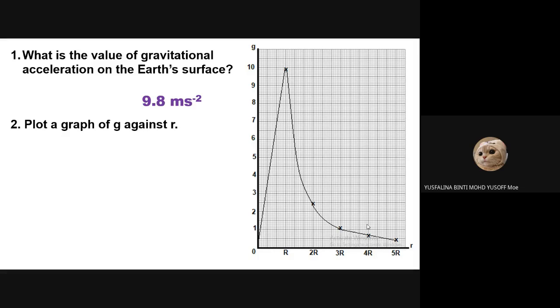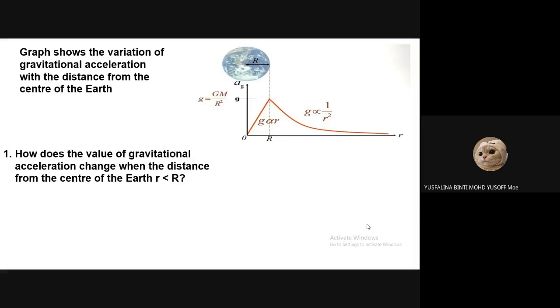So what is the value of the gravitational acceleration on the Earth's surface? The answer is 9.8. Now plot a graph of g against r. If you plot the graph, it will look like this, the one that you see in front. The graph shows the variation of the gravitational acceleration with the distance from the center of the Earth.